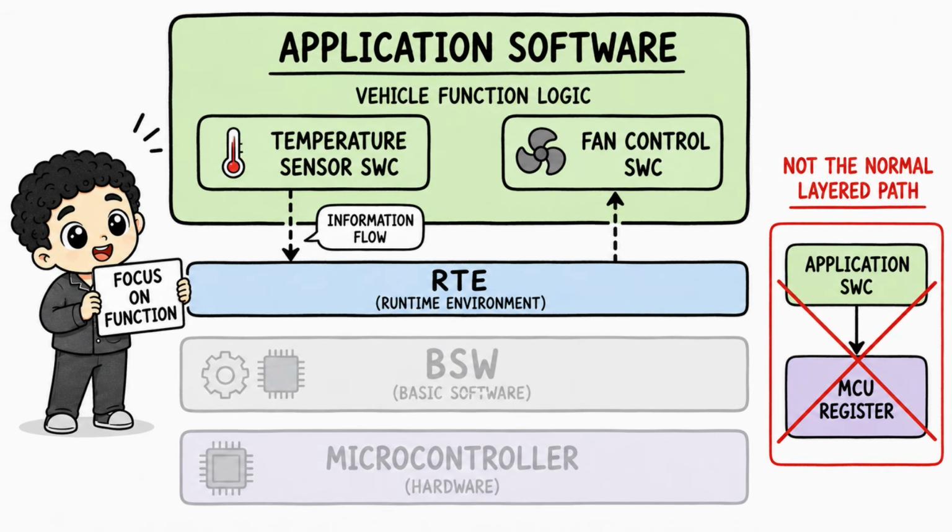Start at the top. The application software contains software components, often shortened to SWCs. These components represent vehicle functionality. In our course-spanning temperature and cooling fan example, we might have a temperature sensor software component that provides a temperature value, and a fan control software component that decides whether cooling is required. The important point isn't the exact component names. The important point is that application software should focus mainly on functional behavior, not on which microcontroller register contains an ADC result, or which exact hardware driver controls an output. That is the first separation boundary.